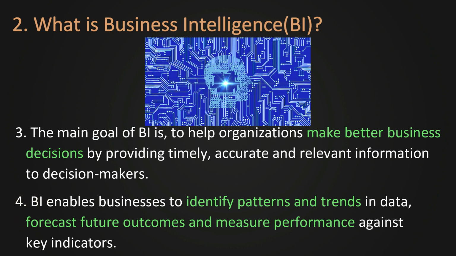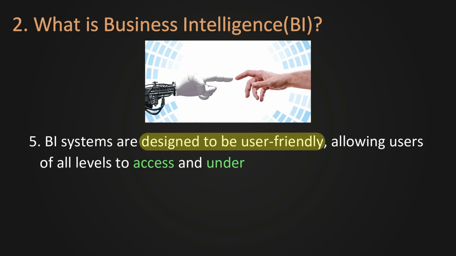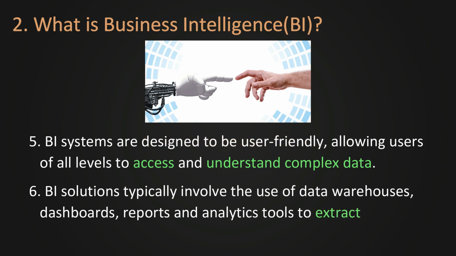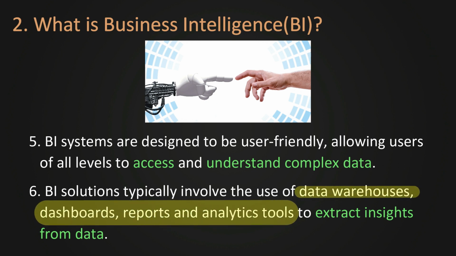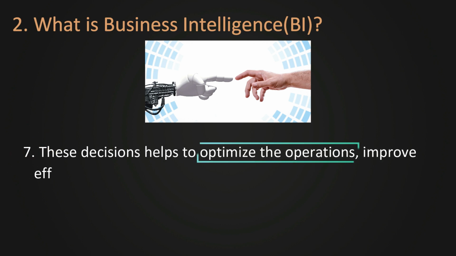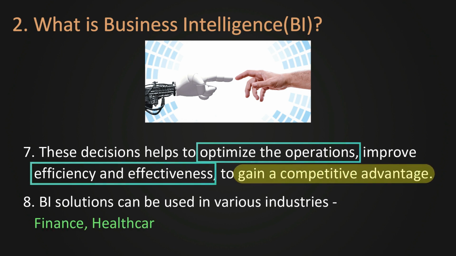Business intelligence enables businesses to identify patterns and trends in data, forecast future outcomes, and measure performance against key indicators. Business intelligence systems are designed to be user-friendly, allowing users of all levels to access and understand complex data. Business intelligence solutions typically involve the use of data warehouses, dashboards, reports, and analytics tools to extract insights from data. These decisions help to optimize the operations, improve efficiency and effectiveness to gain a competitive advantage.